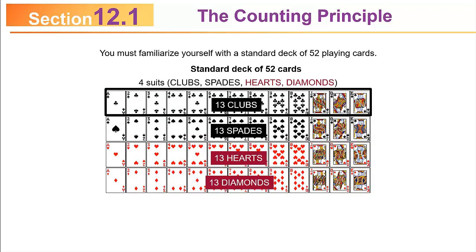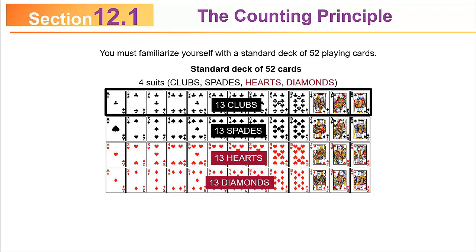Also, the cards are divided into 4 suits. The suits are clubs, which is the top row, and there are 13 of them. Spades, that's the second row from the top. Hearts, that's the third row from the top. And diamonds, that's the bottom row. So you've got to learn those symbols and what they mean: the symbol for clubs, spades, hearts, and diamonds. 13 clubs, 13 spades, 13 hearts, 13 diamonds. 13 times 4 is 52, or 13 plus 13 plus 13 plus 13 is 52.